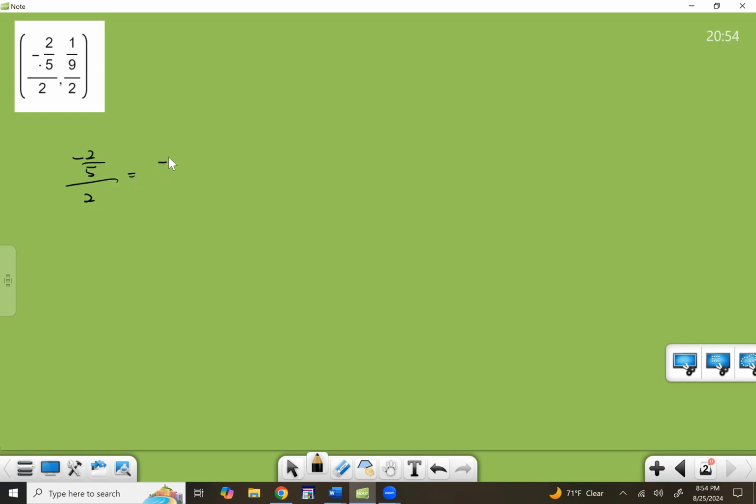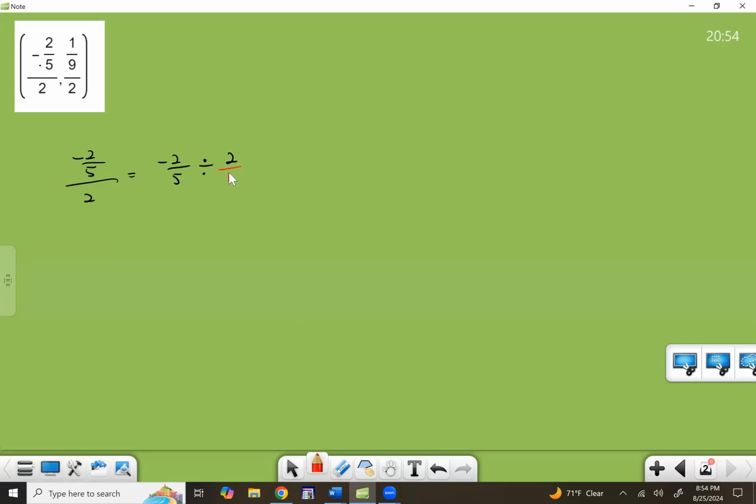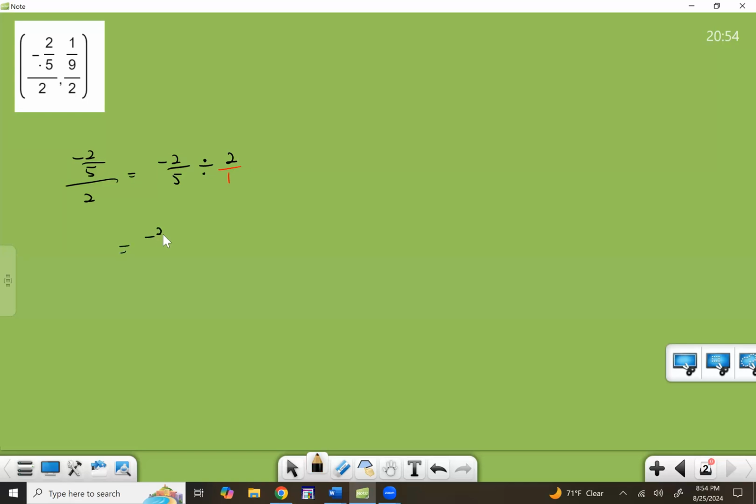What I like to do is take -2/5 and write it the old school way with the division symbol. Then we're going to put the 2 over 1 so that everything's a fraction. You're going to have to go way back to 4th or 5th grade to remember this, but you flip the second fraction. Instead of it being a division problem, it's now a multiplication problem.